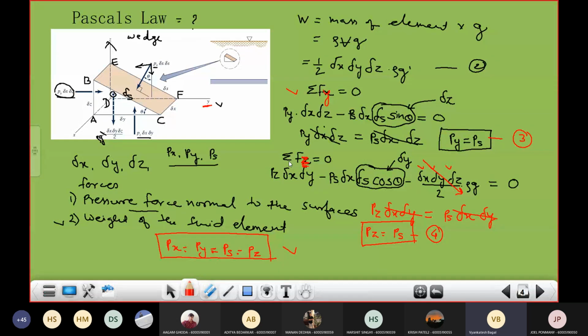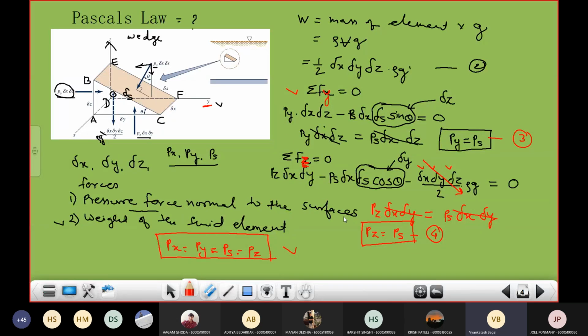Is it clear now? See, most of the time what we do is take the x direction as horizontal, na? But in this diagram the y direction is taken as horizontal. That's why I asked you to change it accordingly. Fine.